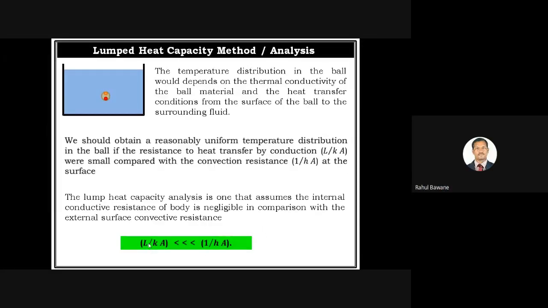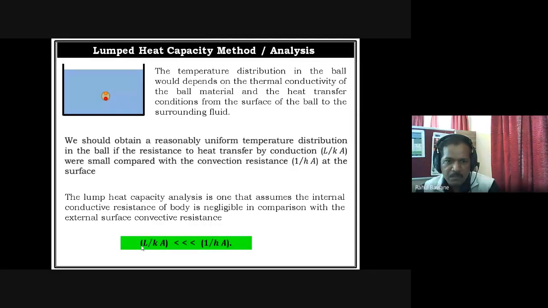That means thermal resistance is very small as compared to convection resistance, and in a lump system L by Ka we are assuming zero. Now if there is zero resistance, that means at every point of that object the temperature will be the same, because there is no change in temperature as resistance is negligible.